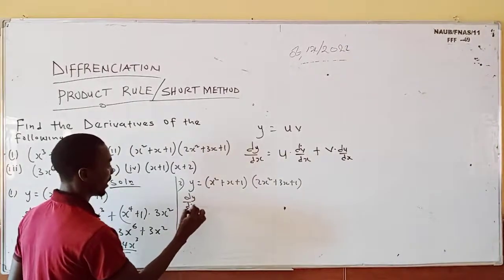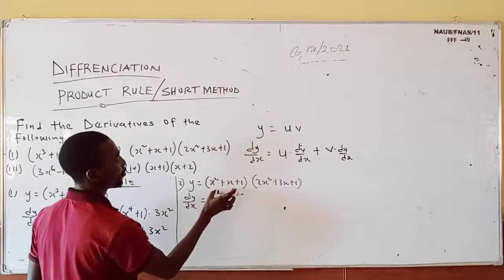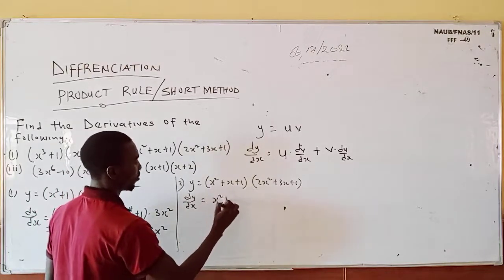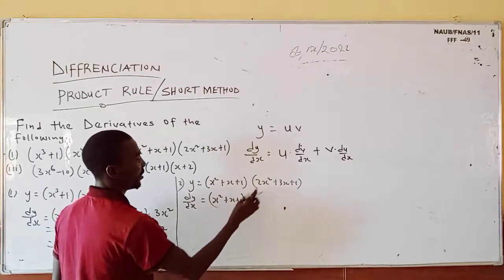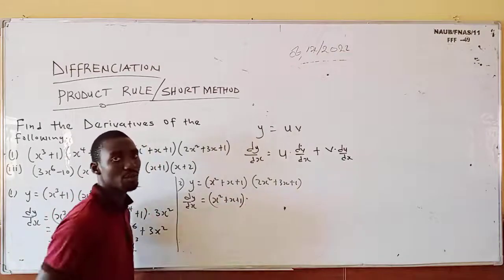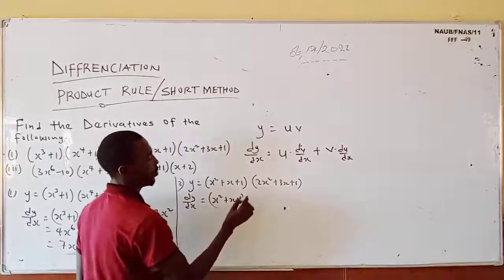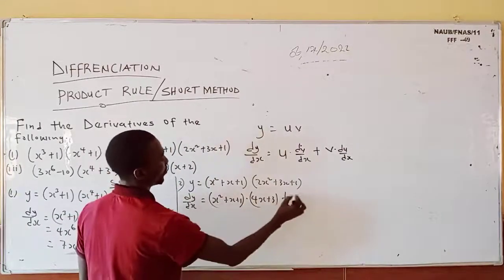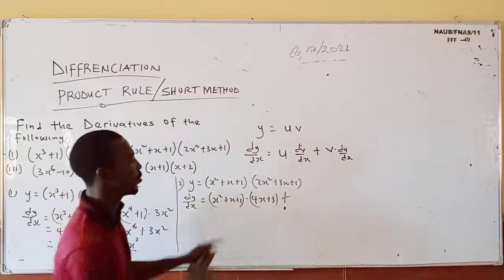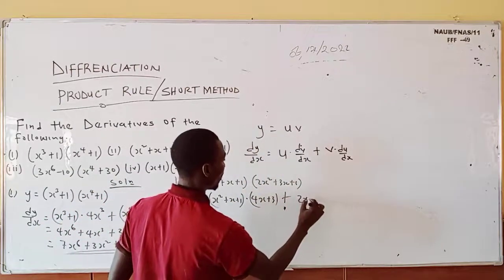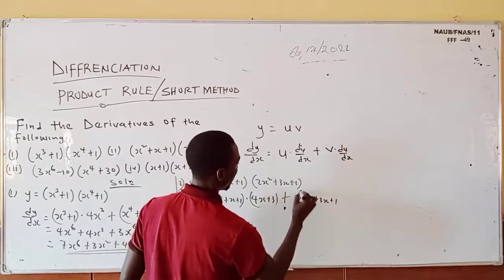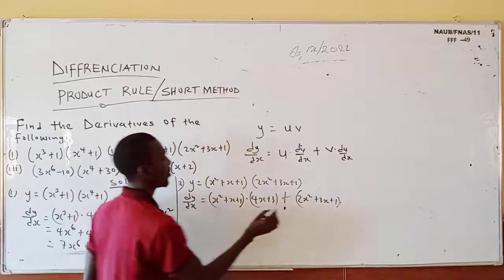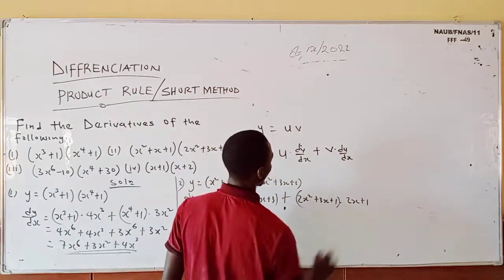dy over ds is equals to, if you pick this, that is s squared plus s plus 1, right? Then we multiply it with the differentiation of this. We differentiate this, we are going to have 4s plus 3, right? Plus, follow the formula closely. The next one we pick this, which is 2s squared plus 3s plus 1. Then we use it to multiply the differentiation of this. If you differentiate this, we are going to have 2s plus what? 1.